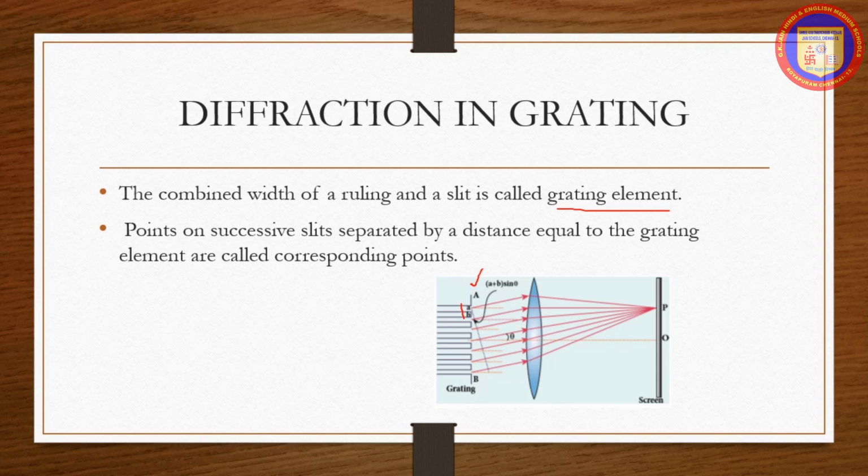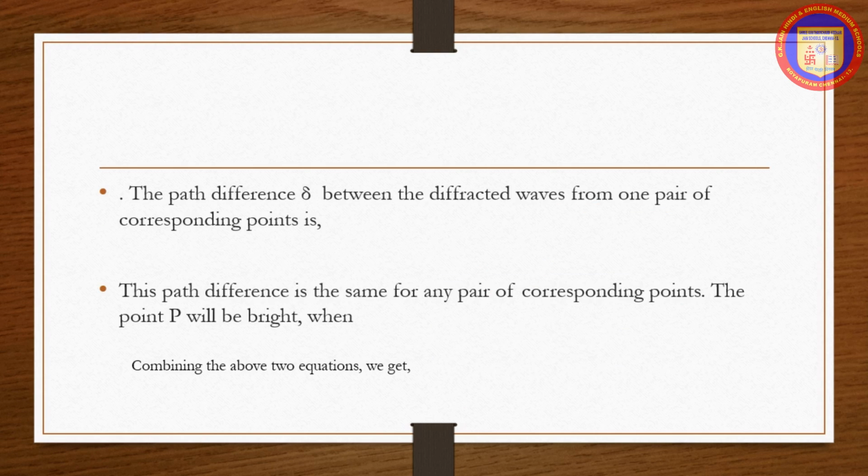Let a plane wavefront of monochromatic light with wavelength lambda be incident normally on the grating. So the slit size is comparable to that of the wavelength, the incident light is diffracted at the grating. Now the diffracted pattern is obtained on the screen when the diffracted waves are focused on the screen using a convex lens. Let us consider a point P at an angle theta with the normal drawn from the center of the grating to the screen. The path difference delta between the diffracted waves from one pair of corresponding points is delta is equal to (A plus B) sin theta. This path difference is the same for any pair of corresponding points.